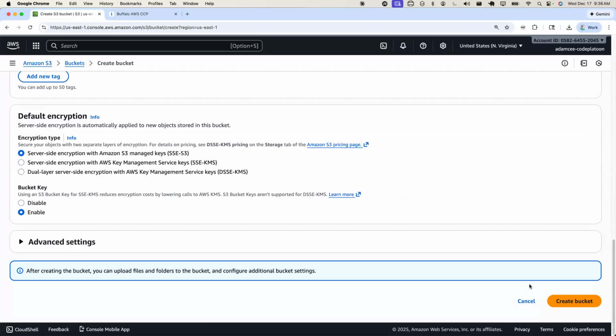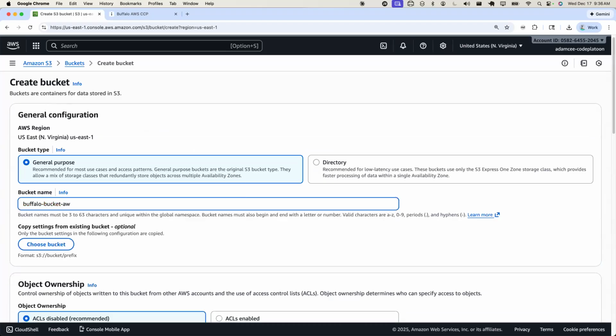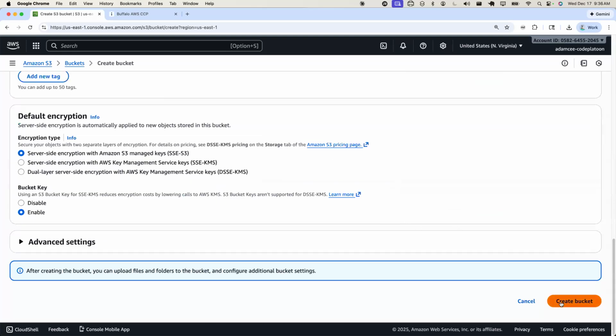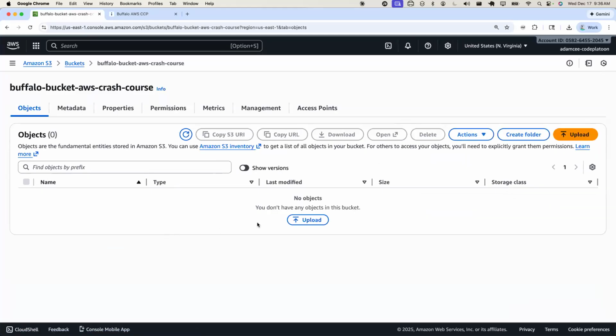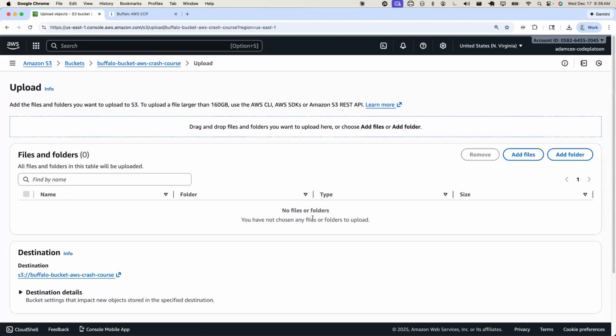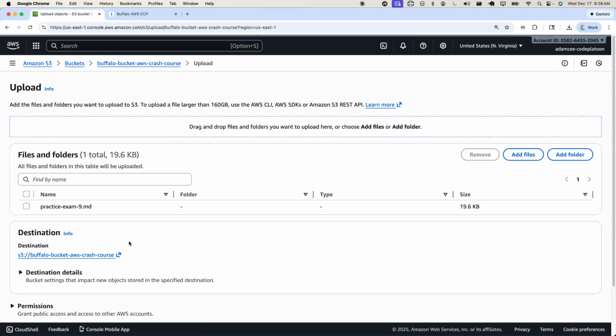We could add it to a security group, and we can set up encryption and other security settings. Let's see if this lets me create the bucket. Buffalo bucket, AWS crash course. And if I look in here, there's nothing in here. In fact, I can upload things. Let's just add a file, and just for fun, let's add a practice test. And it has a URL.